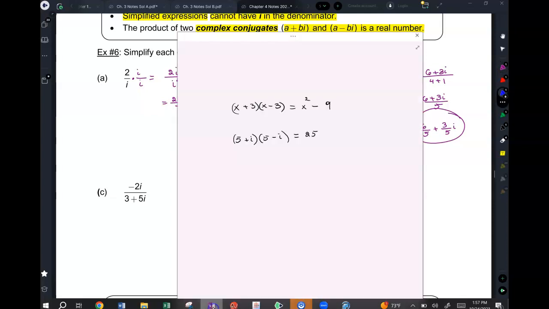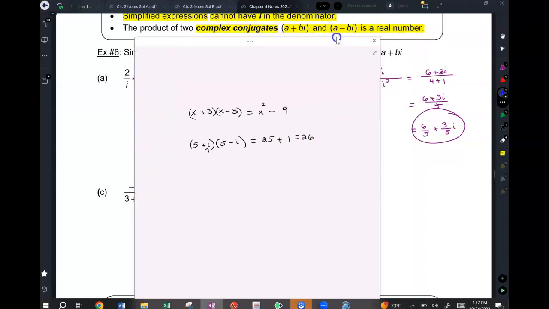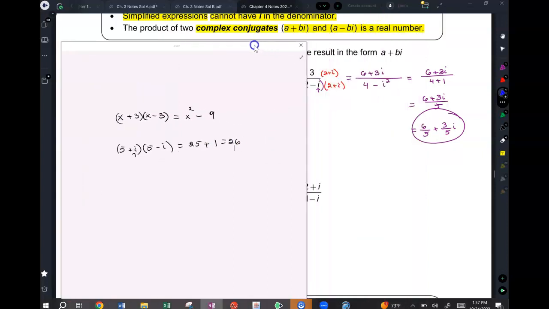Now, what's the coefficient of the i? 1. Square that, what do you get? 1. And because we're dealing with imaginary numbers, don't put a minus, put a plus, and you will just get 26. Okay?